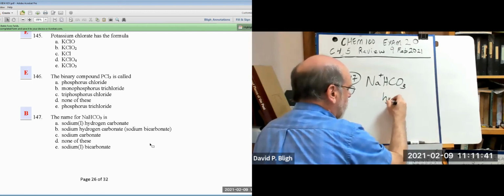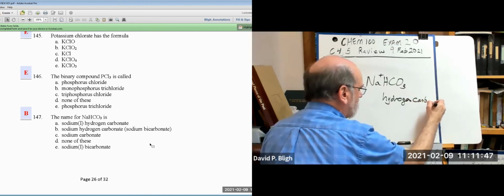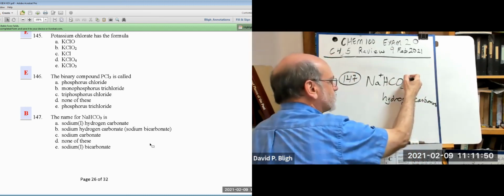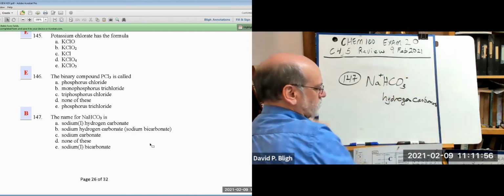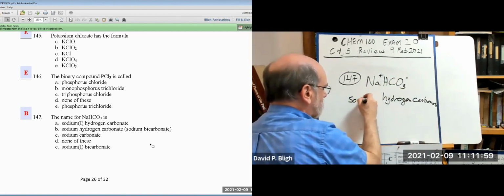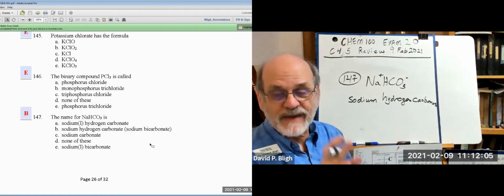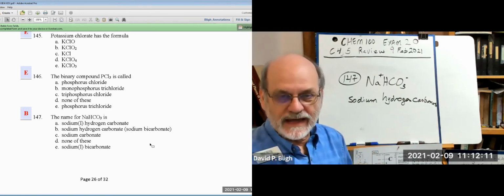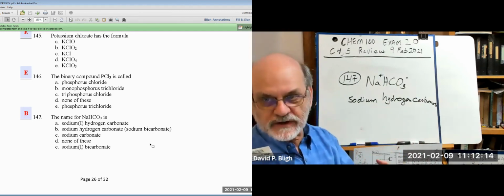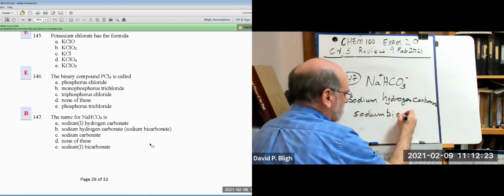It's hydrogen carbonate. Right? It has a -1 charge. And that makes sense. This is balanced with that. So we have sodium hydrogen carbonate. That's the systematic accepted IUPAC name. What we call the trivial name, that is, was grandfathered in from history, is sodium bicarbonate.